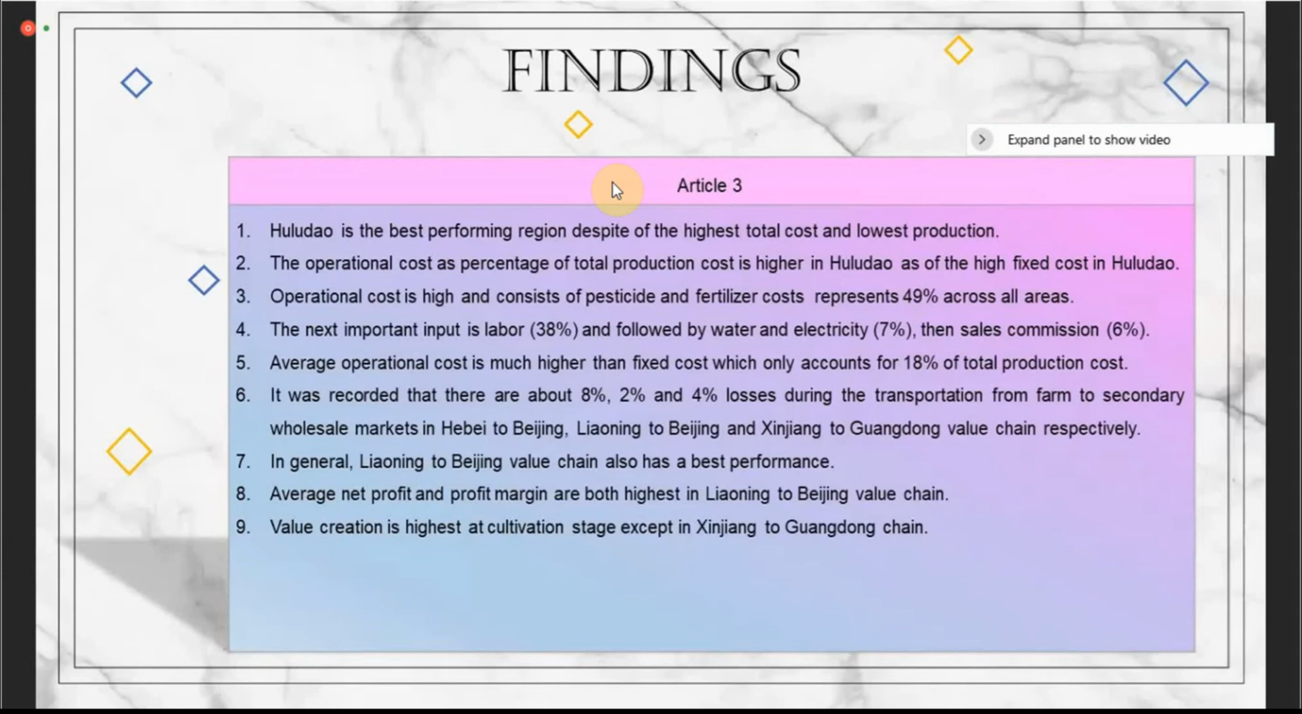It was recorded that there are about 8%, 2%, and 4% losses during the transportation from farm to secondary market in the Hebei, Liaoning, and Beijing chains respectively. In general, the Liaoning to Beijing value chain also has the best performance. Average net profit and profit margin are both highest in the Liaoning to Beijing value chain. Production is highest at the cultivation stage except in the Xinjiang to Guangdong chain.